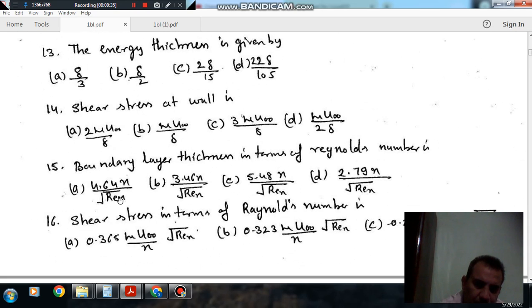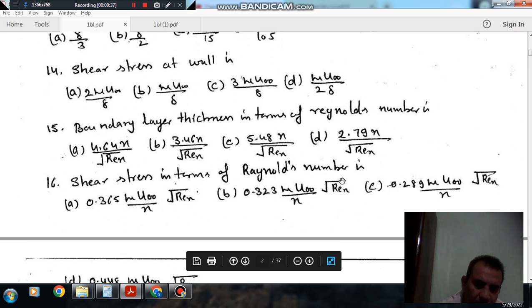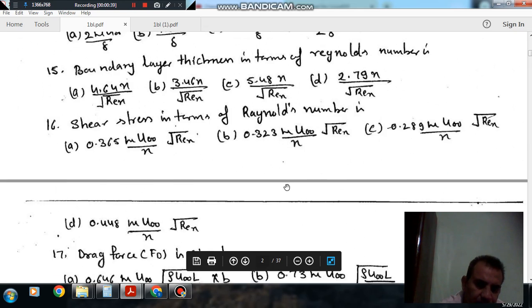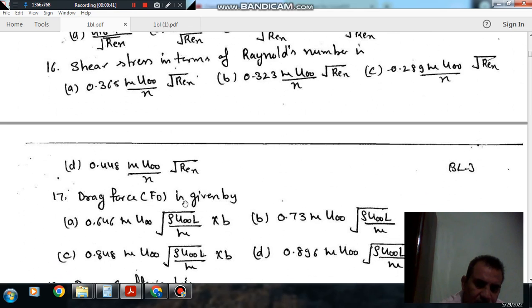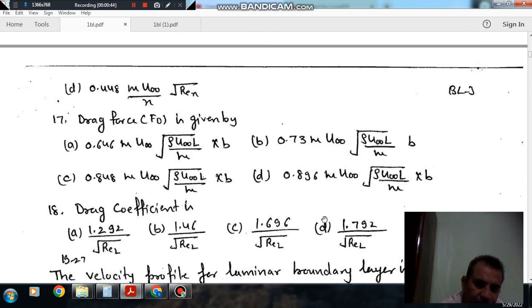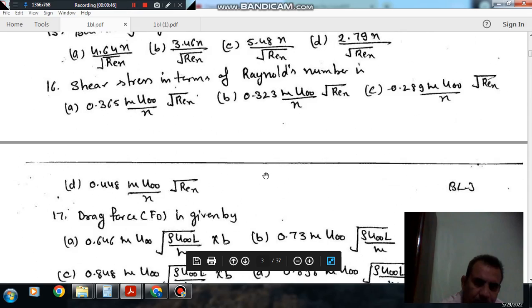Boundary layer thickness in terms of Reynolds number is these options. Shear stress in terms of Reynolds number, these options. Drag force is given by these options. Drag coefficient is given by these options.